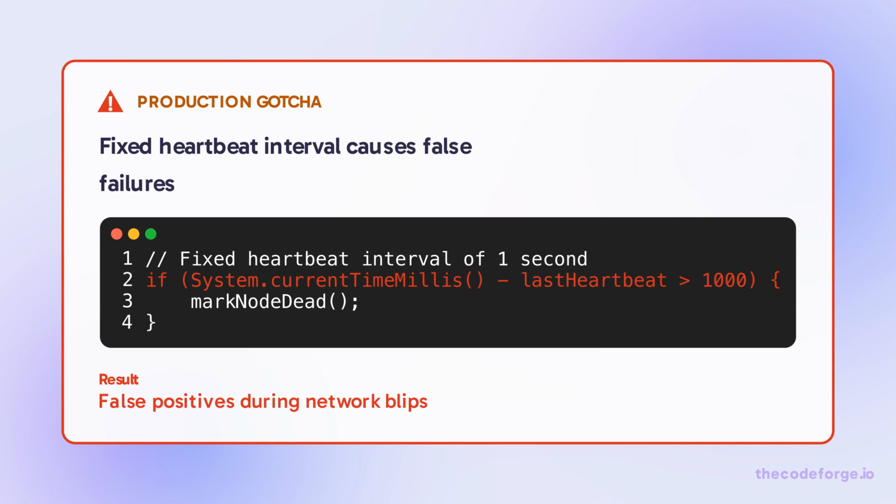If your gossip protocol uses a fixed heartbeat interval, a network hiccup can cause false failures. Use phi accrual with a window of at least 1,000 intervals. Set phi threshold to 8 for aggressive detection, 12 for conservative.